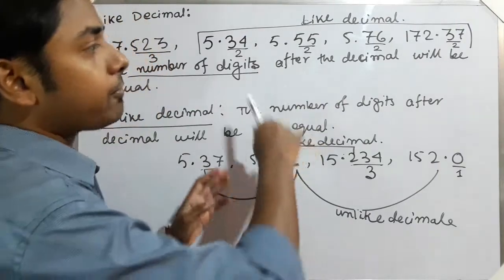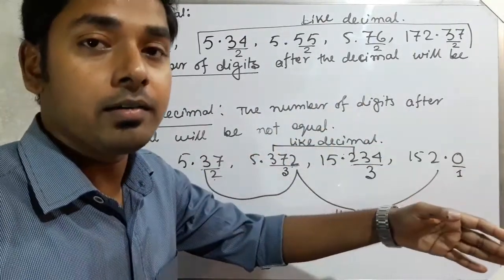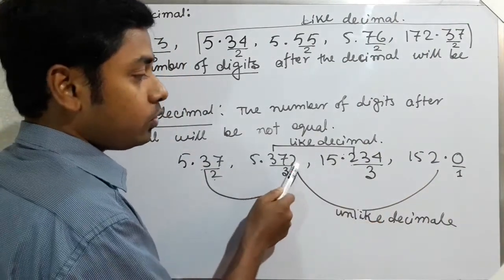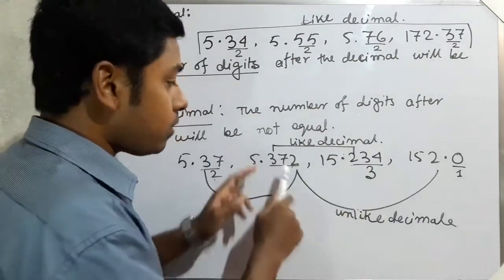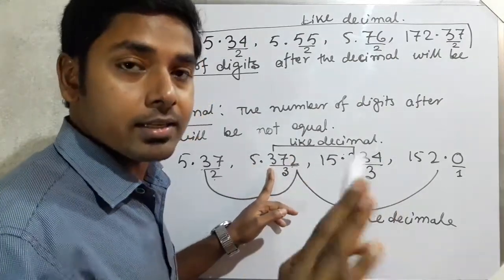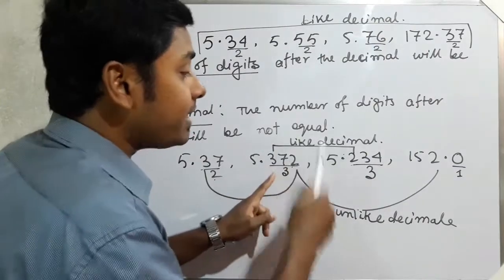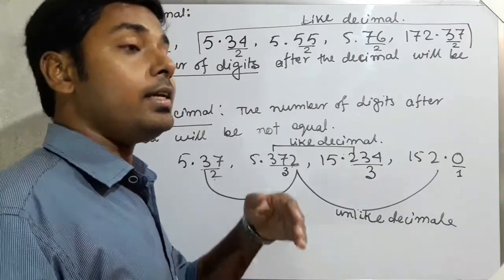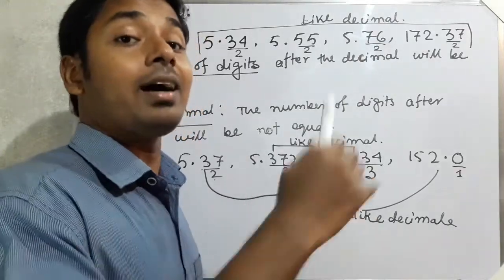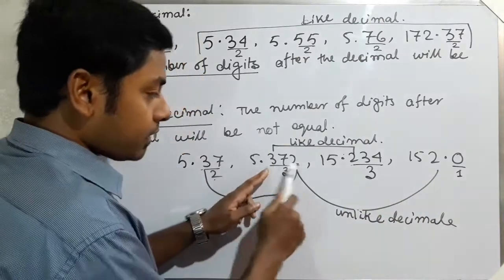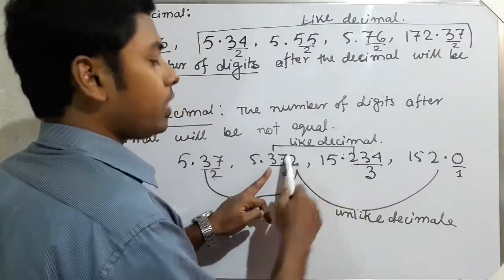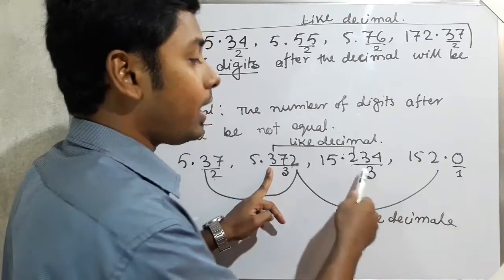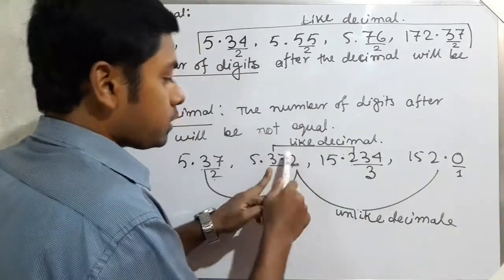So what is like and what is unlike decimal? That means you have to check only after the point, not the digits, whether the count will be the same. Here you can see 3, 7, 2 and here 2, 3, 4. This doesn't matter, whatever the digits are. You have to check how many digits are after the point. What the digits are doesn't matter. So after the point, how many digits are there? 3 digits. And whatever the digits, no problem. Here after the point also 3 digits. What are the digits? No problem.